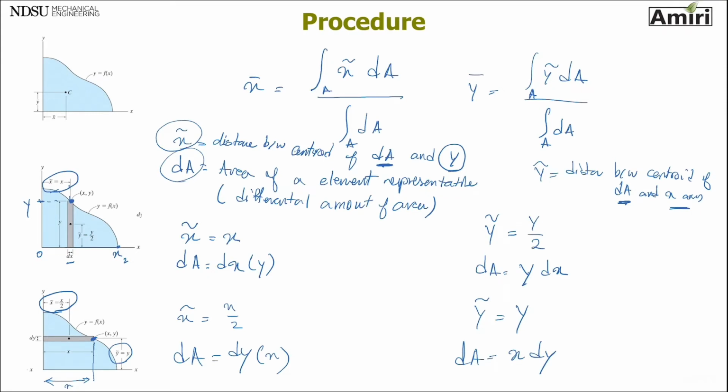So for a problem like this, the procedure is to first decide which element we want to use, and I'm going to give you some tips later on how to pick this element so your life is much easier and it requires less calculation. But you can pick any of them and then start integrating based on these formulations. All you have to do is find x tilde or y tilde and the differential amount of area.